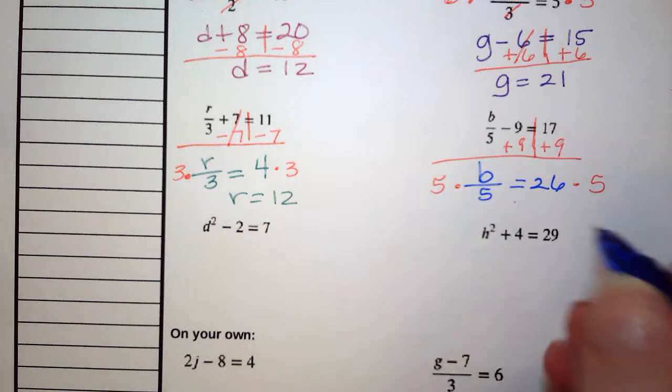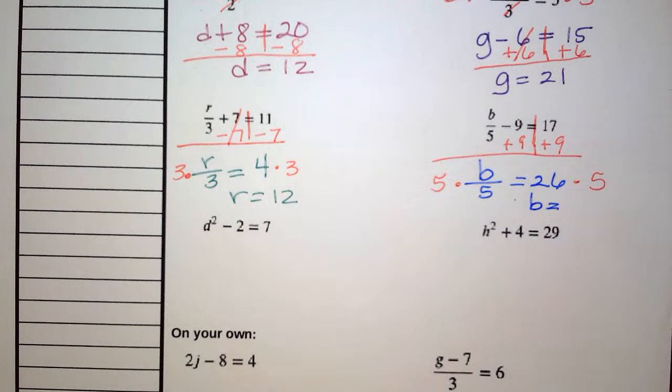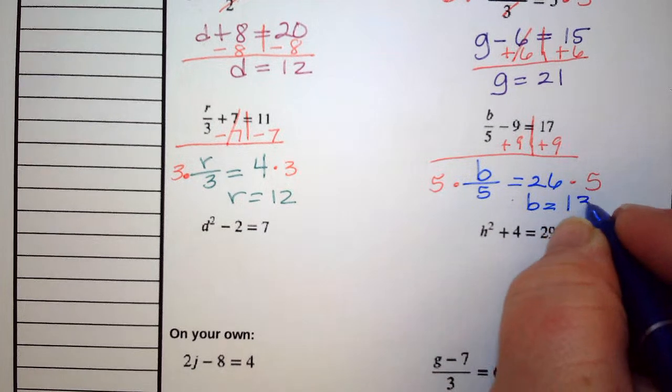And b is equal to, let's see, 20 times 5 is 100. 6 times 5 is 30. 100 plus 30 is 130.